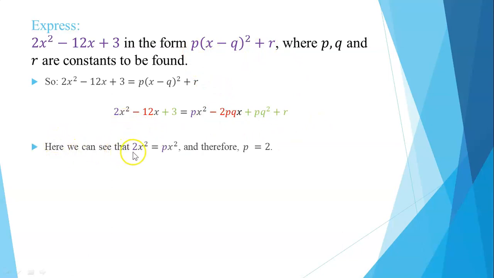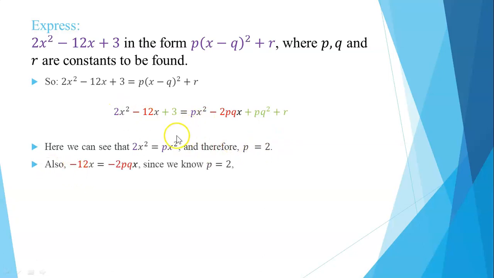Here we can see that 2x squared must be equal to px squared. So all the x squared terms must be equal to each other on both sides, and therefore we can see that p has to be 2.